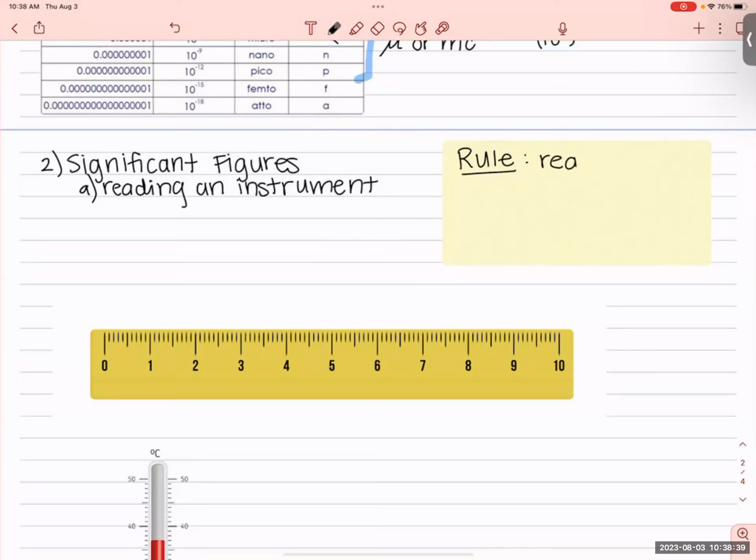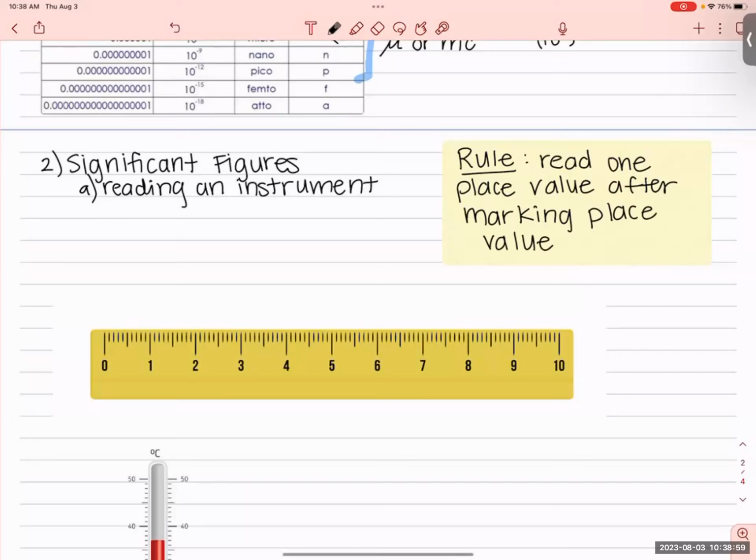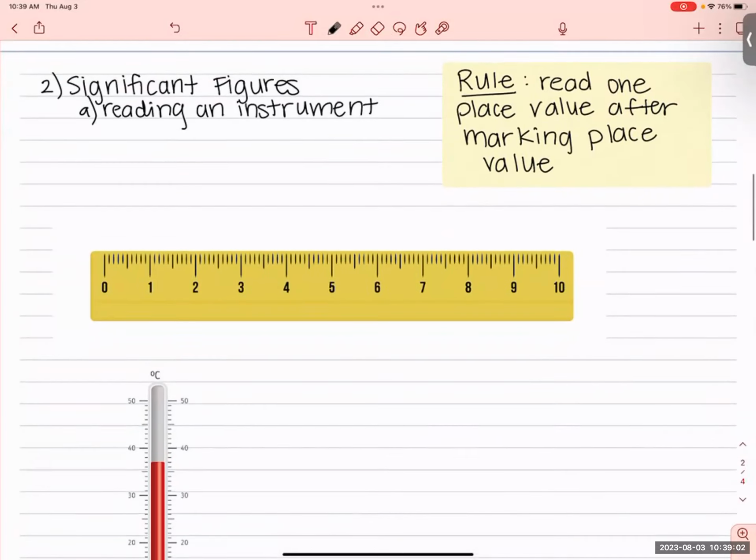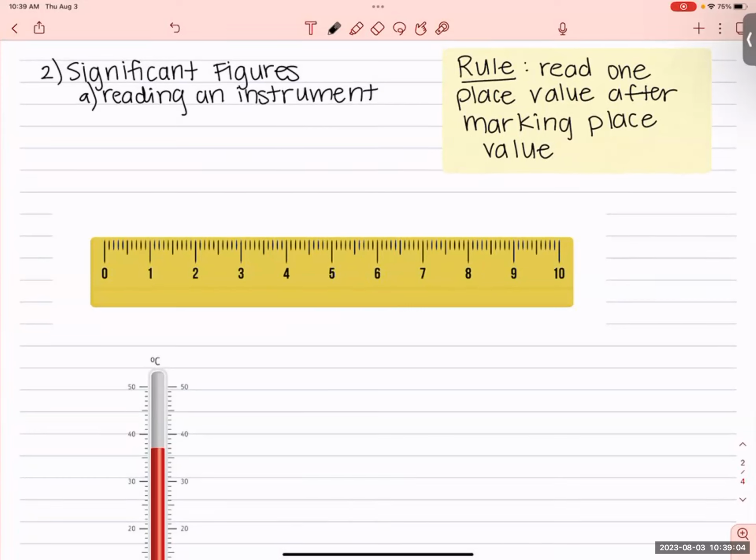is you read one place value after the marking place value. And that is true for every reading on that instrument. So if we look at this ruler here, for example, let's say I wanted to measure something like this.